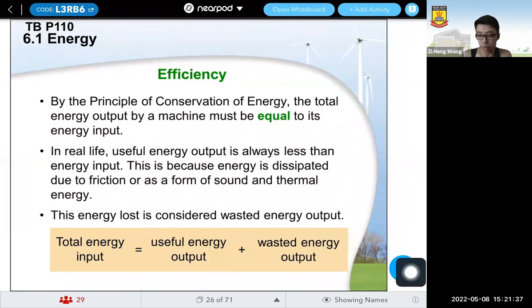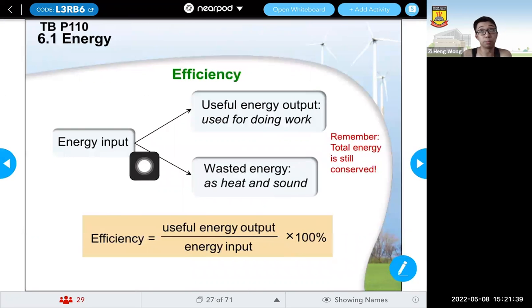Okay? So you look at this, so energy input can be converted into useful energy for doing work and wasted energy such as heat and sound. So in terms of calculation, the formula looks like this. Efficiency equals the useful energy output, which is what we want, divided by the total energy input, times 100%. I think pretty straightforward, pretty simple.